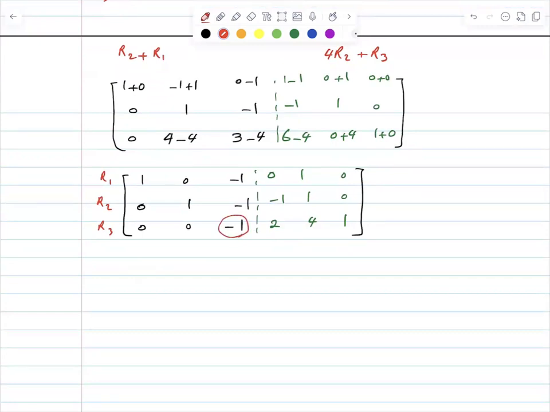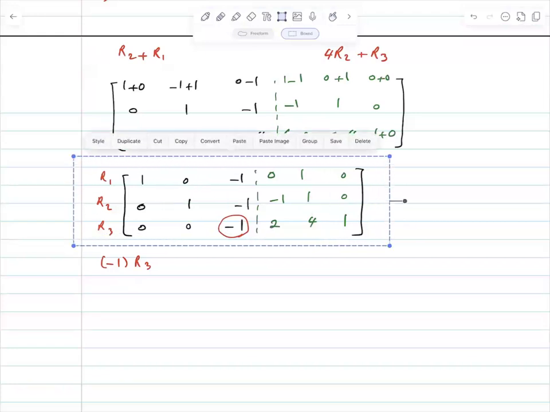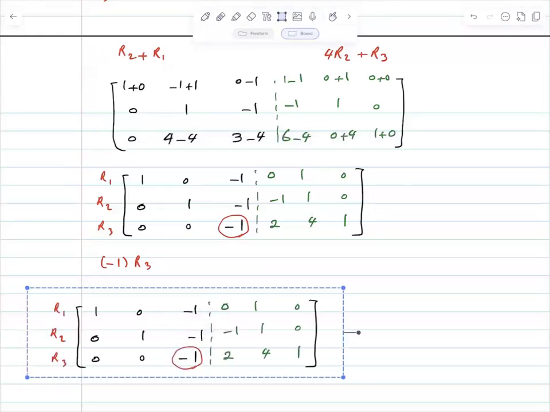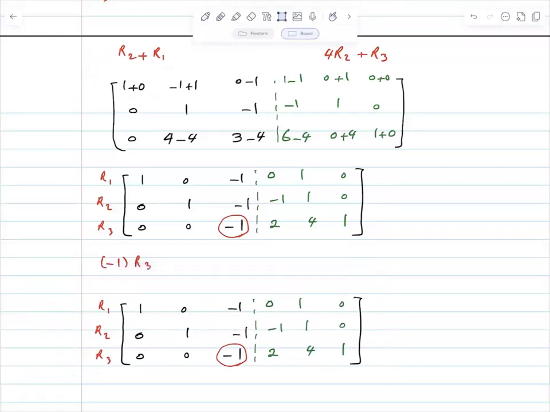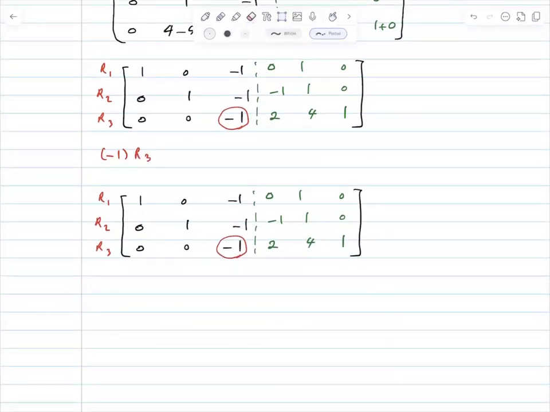This is the issue. And then if I multiply the third row by negative 1, negative 1 times R3, this guy becomes, so I'm going to just grab this, copy and paste it down here to save a little bit of time. This becomes positive 1. So here you have a positive 1, and then you have negative 2, negative 4, and negative 1.